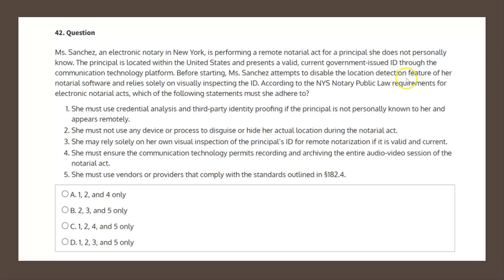According to the New York State Notary Public law requirements for electronic notarial acts, which of the following statements must she adhere to? 1. She must use credential analysis and third-party identity proofing if the principal is not personally known to her and appears remotely. 2. She must not use any device or process to disguise or hide her actual location during the notarial act. 3. She may rely solely on her own visual inspection of the principal's ID for remote notarization if it is valid and current. 4. She must ensure the communication technology permits recording and archiving the entire audio-video session of the notarial act. 5. She must use vendors or providers that comply with the standards outlined in Section 182.4.